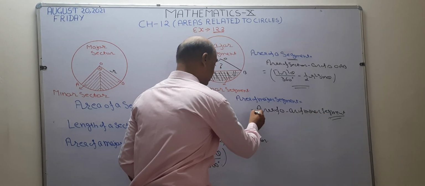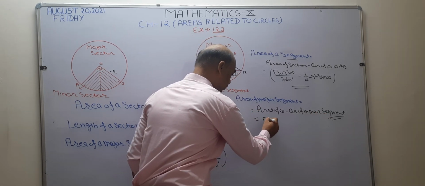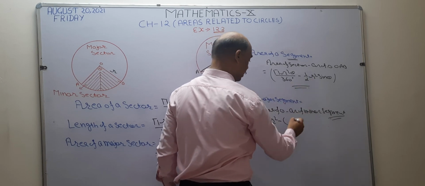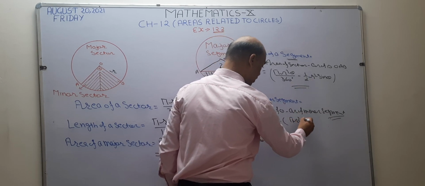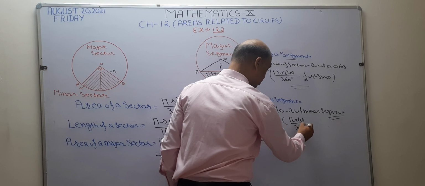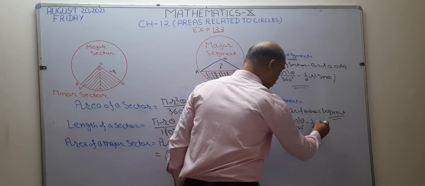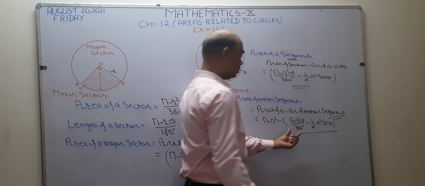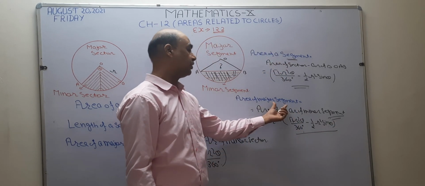How do you find the area of circle? You know the formula pi r square, minus area of minor segment. You write this formula completely: pi r square theta upon 360 degree minus 1/2 r square into sin theta. Okay, so this formula is known as area of major segment.